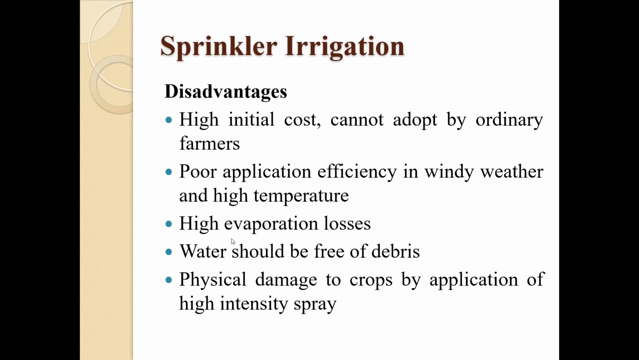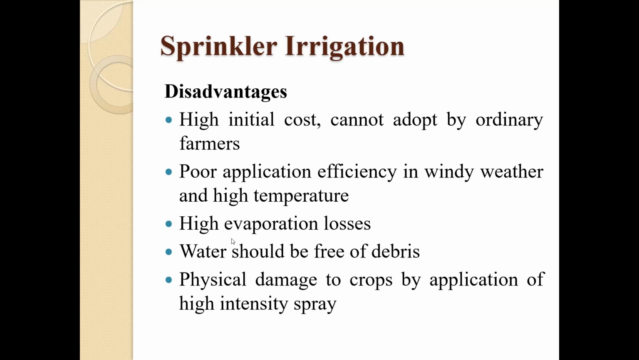Then high evaporation losses. As we have discussed earlier, the water is going towards crops in small droplets, so there will be high chances of evaporation. Water should be free from debris, as we are using pipelines and nozzles, so there will be a problem of choking of these nozzles and pipelines if water has some debris. So care should be taken that water is free from debris, because if one nozzle chokes, that entire area will remain without water.